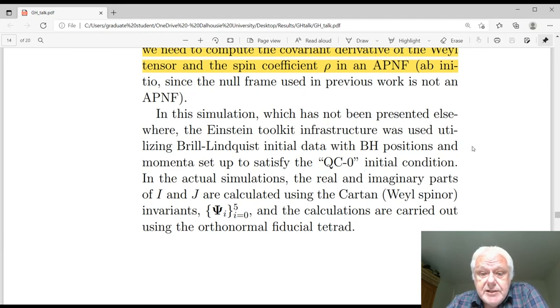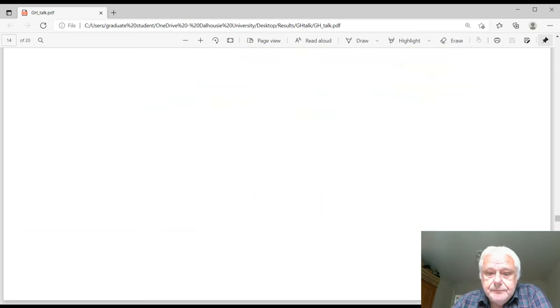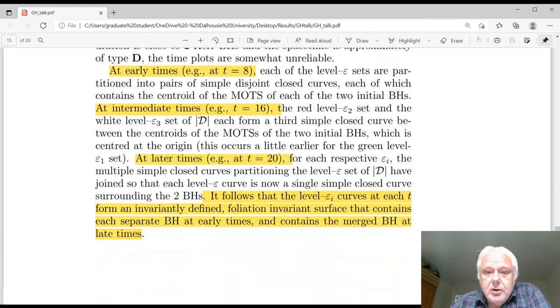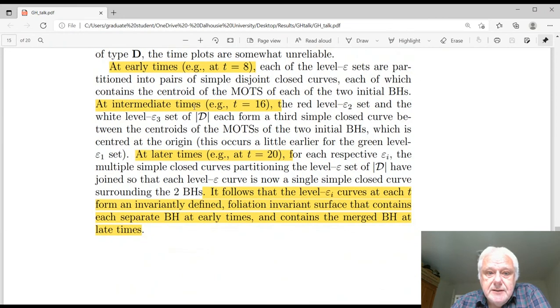Some information here. The data was provided by Eric. The actual graphs were made by Jeremy. So this is just a quick look at what happens in this particular case. There are going to be some snapshots at early times, which is t equals 8, when the two black holes are still distinct. Intermediate times when they're beginning to merge, which is characterized by t equals 16. And at later times once there is a horizon shared by both black holes.